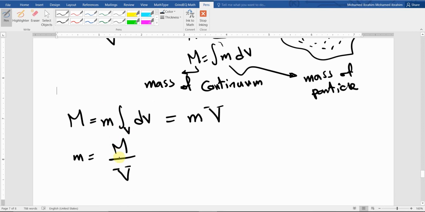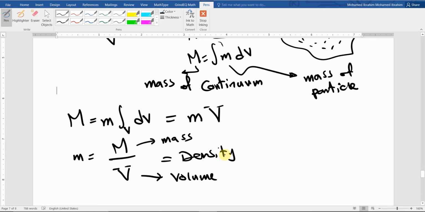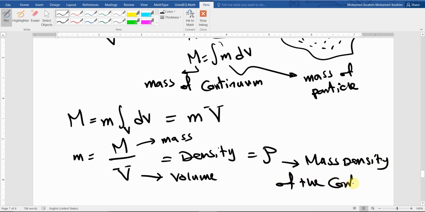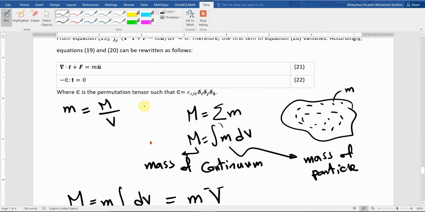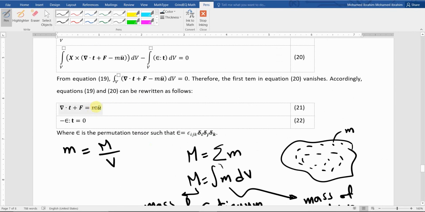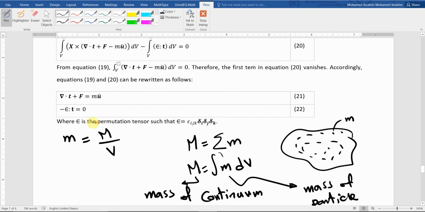Make sense? And from physics, mass divided by volume gives us density, right? So what does it mean? It means that the mass of the particle is equivalent to the density of the continuum. This is the mass density of the continuum. So simply we can remove or replace this m with rho. What is rho? This is the mass density of the continuum.